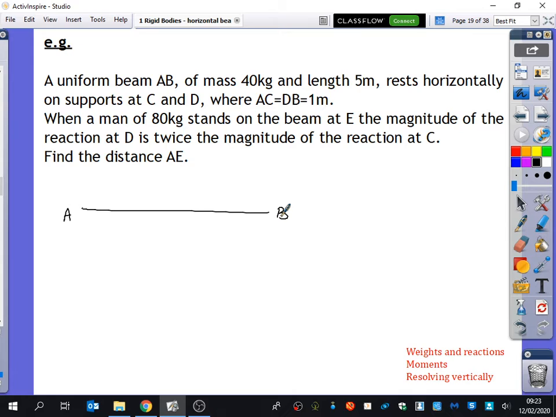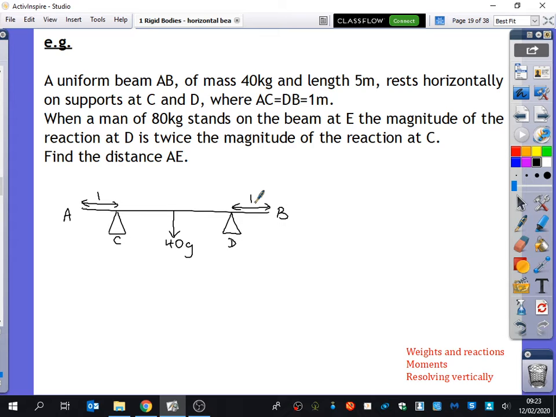What else have we got? Oh, it's a uniform beam, so I can immediately come in here and say that's going to be 40g. And the supports at C and D, so we're going to need to draw two triangles. Between A and C is 1 meter, so I'm going to have to put a support here, which is C, and that is 1 meter. And between B and D is also 1 meter. And the whole thing is 5 meters.